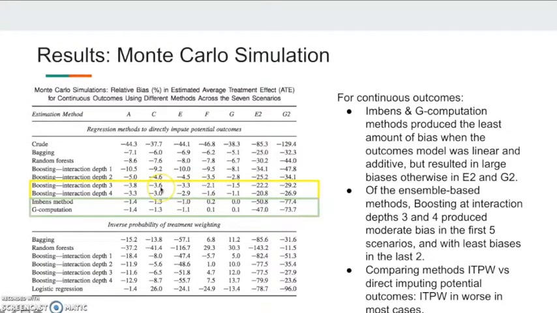And then we look at the rest of the methods and we see that boosting at interaction depths 3 and 4 don't do as well as traditional methods, but they tend to do better when things are nonlinear and non-additive. So over here, the biases are a little bit lower when compared to the classic methods. And then when we look at the bottom, IPTW, it doesn't look great. We see a lot of big numbers. So regression methods work better in this case.